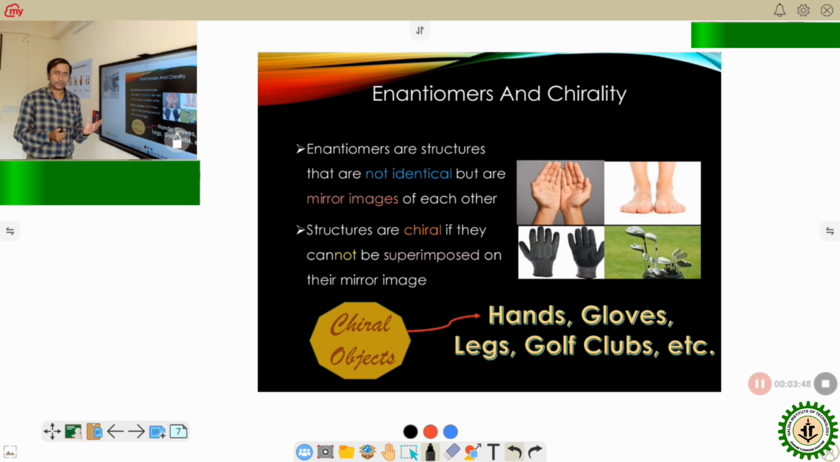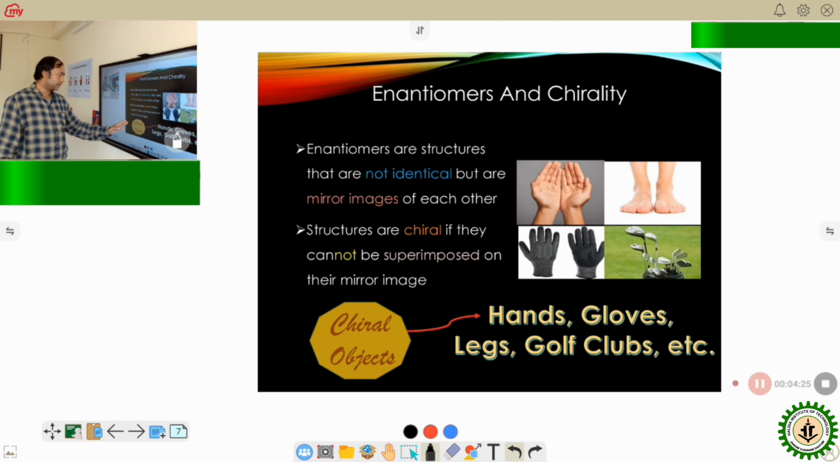Enantiomers are structures that are not identical. They are mirror images of each other, but not superposable on each other. Structures are chiral if they cannot be superposed on their mirror image. So I call this carbon a chiral carbon, and these two, product A and product B, are enantiomers.